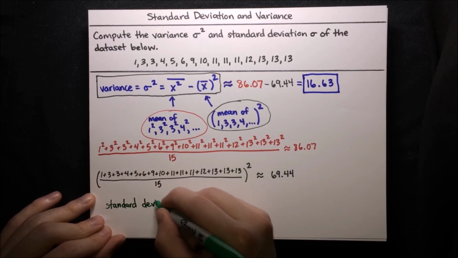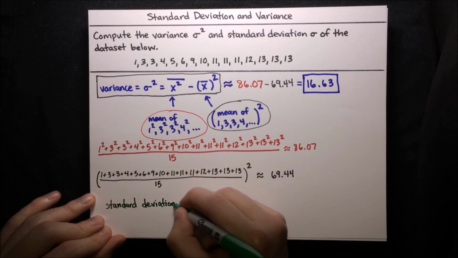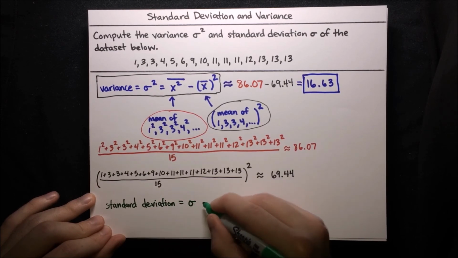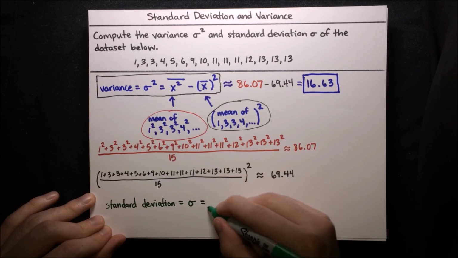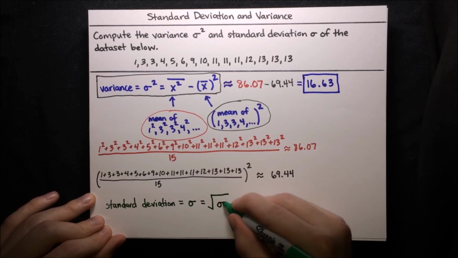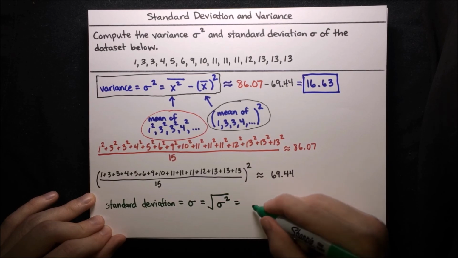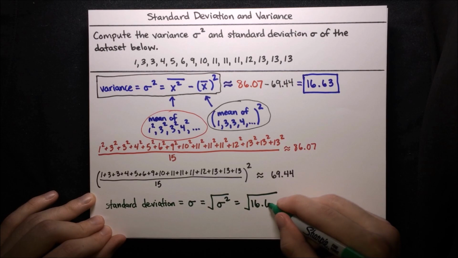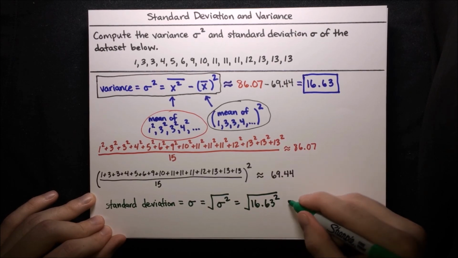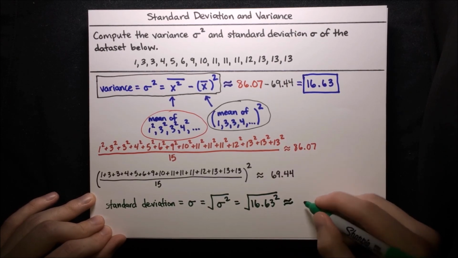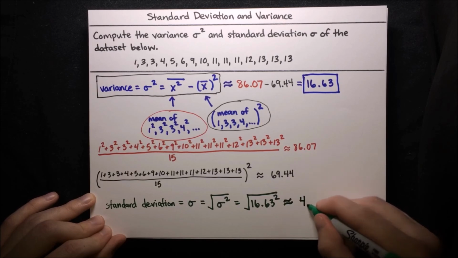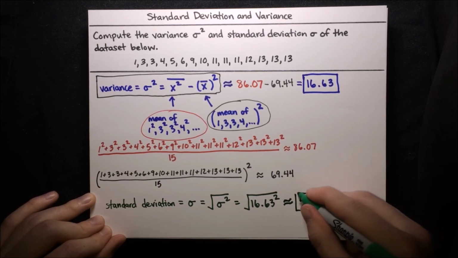Okay, so that's the variance, and then the standard deviation is still sigma, and that's still very straightforward to compute now that we know the variance sigma squared. So to get sigma, we just take the square root of sigma squared. So the square root of 16.63, punch that into the calculator, and you get that's approximately equal to 4.08. So there's our standard deviation.